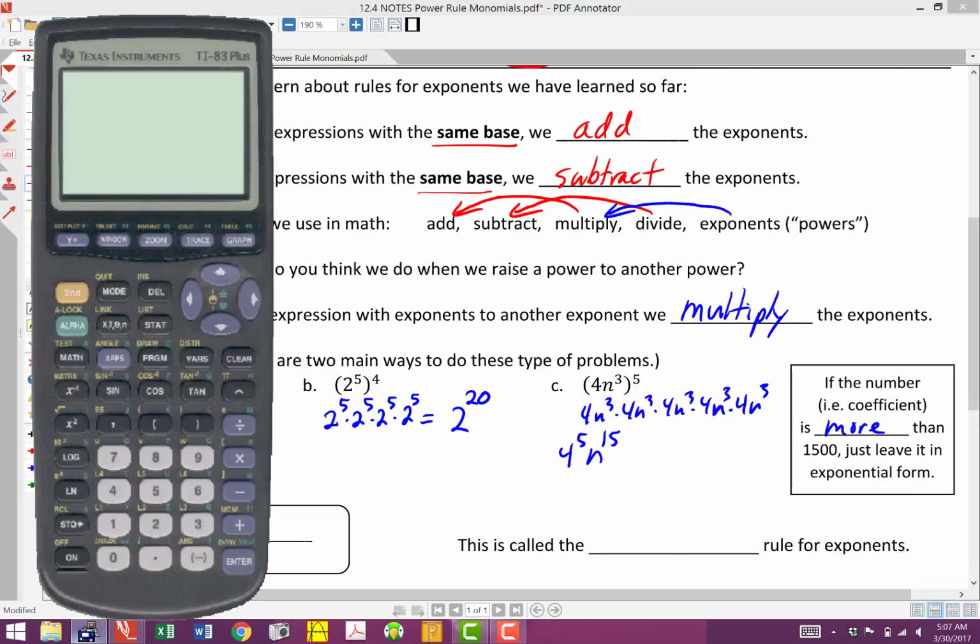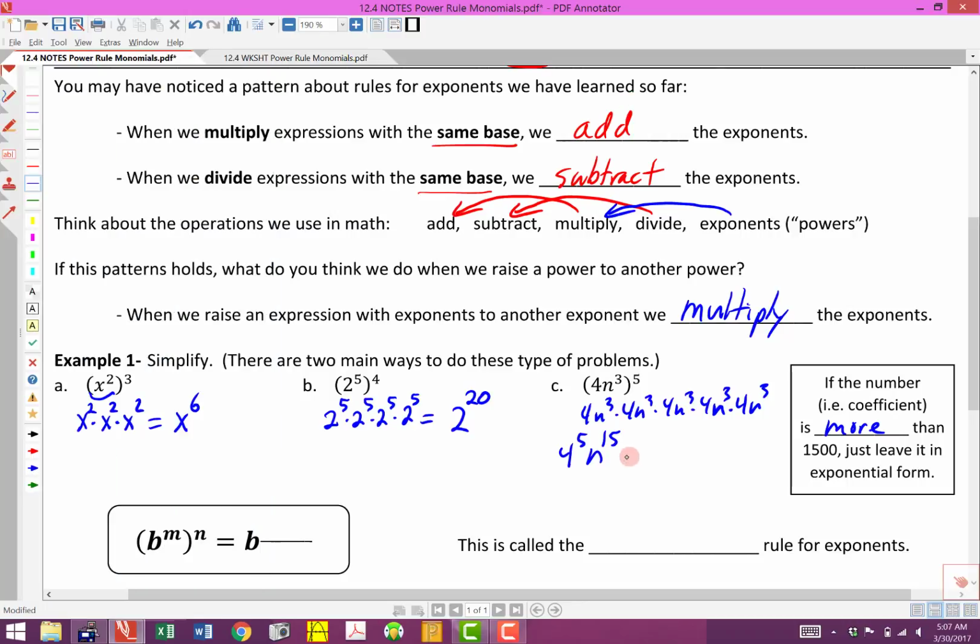So let's grab the calculator and check what we've got here. If we do 4 raised to the 5th power, so 4, then the caret button, to the 5th power. My calculator may look a little different than yours, but we get 1024. So we're going to write 1024n to the 15th.